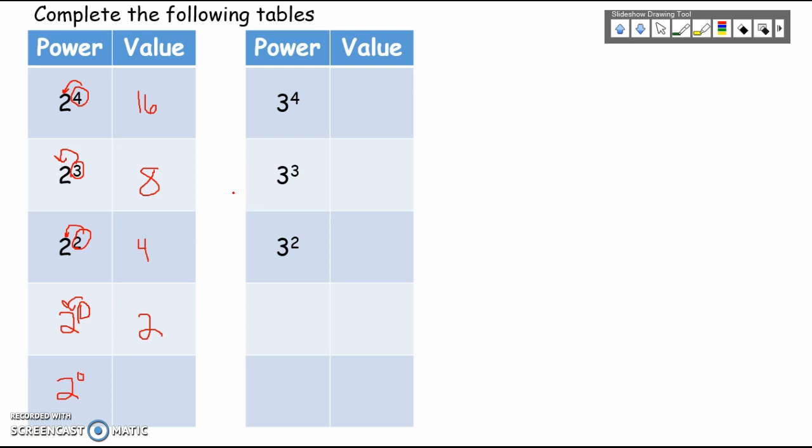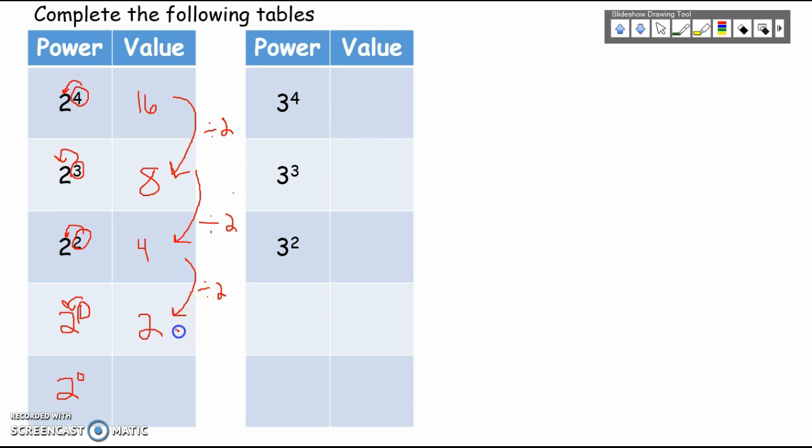Well, let's see if we can find a pattern in our value column. If we go from 16 to 8, what can I do to 16 to get it down to 8? Well, notice I can divide by 2. 16 divided by 2 is 8. Let's keep going and see if this pattern works. 8 divided by 2 is 4. So far, so good. What's 4 divided by 2? Hopefully it's 2. Oh my gosh, it is. Yay, our pattern is still working.